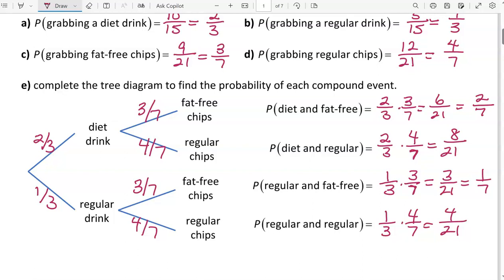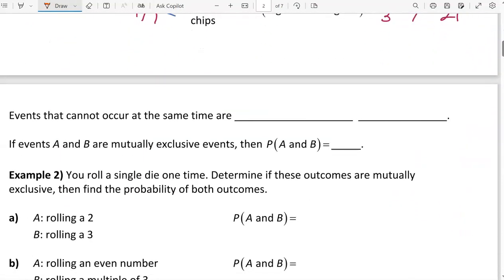I want you to notice something about all four of those probabilities. If you add them up, looking at the 21sts, 6/21 plus 8/21 is 14/21, plus 3/21 is 17/21, plus 4/21 is 21/21, or 1, or 100%. What's the most likely event to happen? Looks like grabbing a diet drink and regular chips has the highest probability of happening.